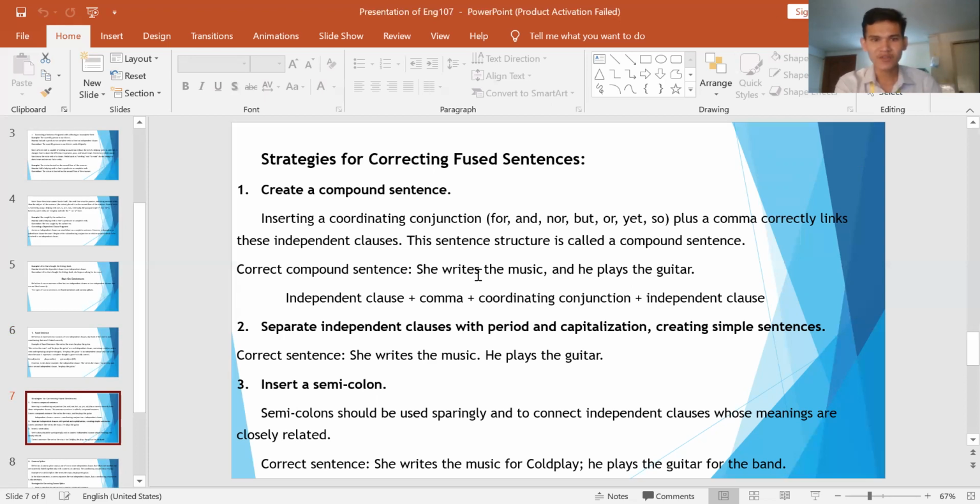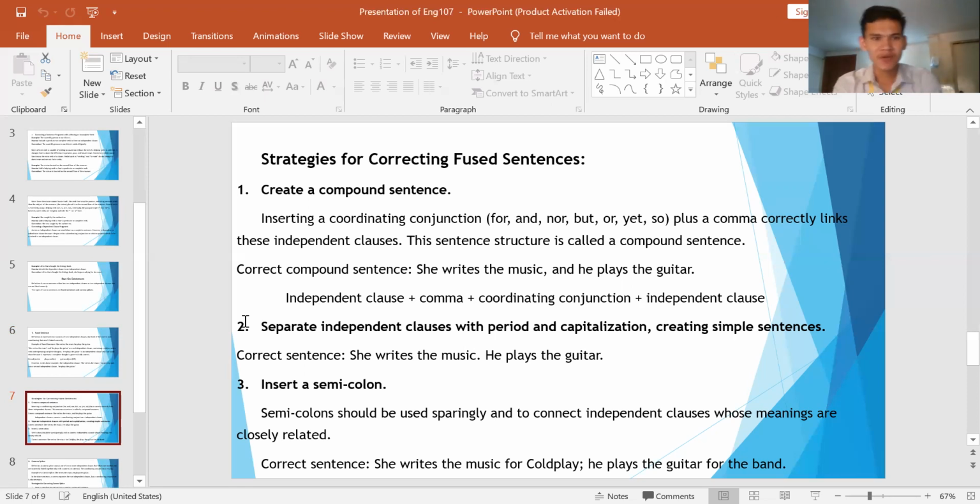For example, here: she writes the music, comma, and he plays the guitar. So you need to add a comma and a coordinating conjunction, and, to separate the clauses, which we call a compound sentence. Independent clause plus comma plus coordinating conjunction plus independent clause. Remember that the coordinating conjunction always comes after the comma. So the comma comes first and then the coordinating conjunction.